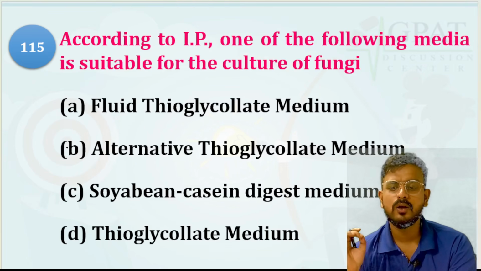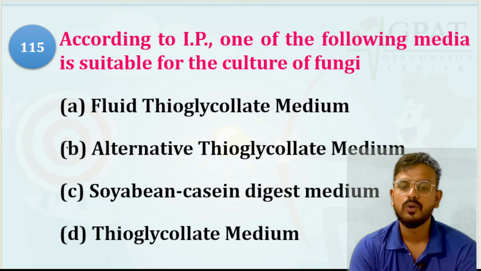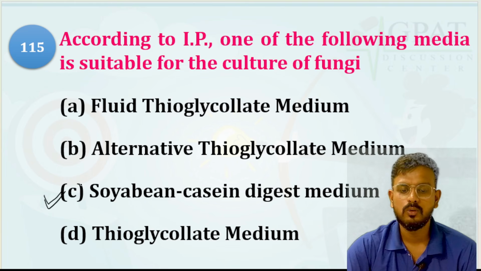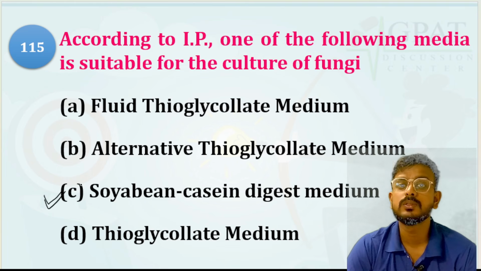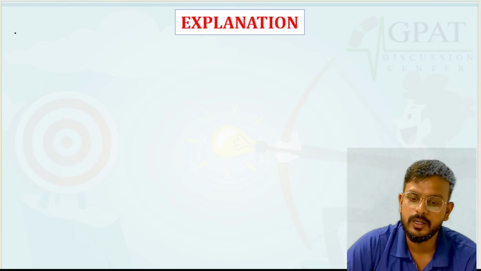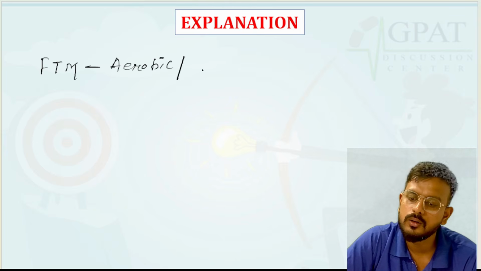Next question. According to IP, which one of the following media is suitable for fungi? If we talk about fungi, the suitable medium is soybean casein digest. So let's talk about the other ones, and what purposes they are used for. The first one is fluid thioglycolate medium. It is used for both aerobic and anaerobic bacteria.